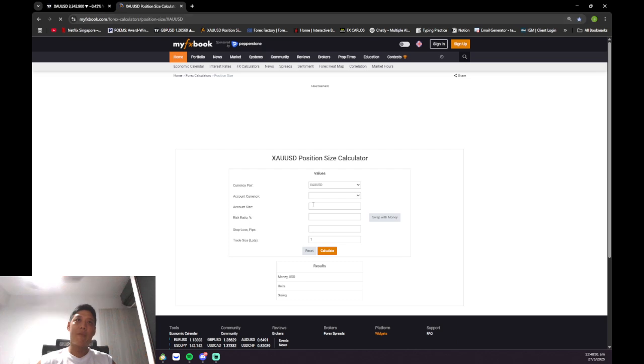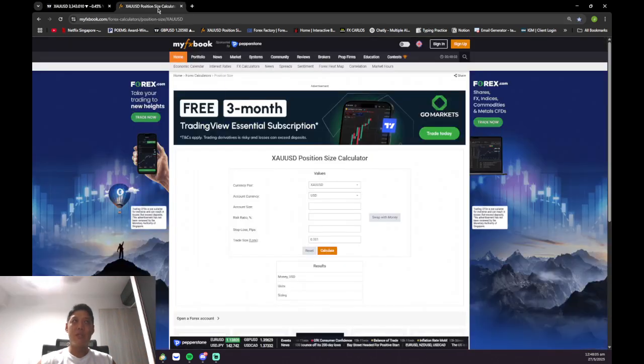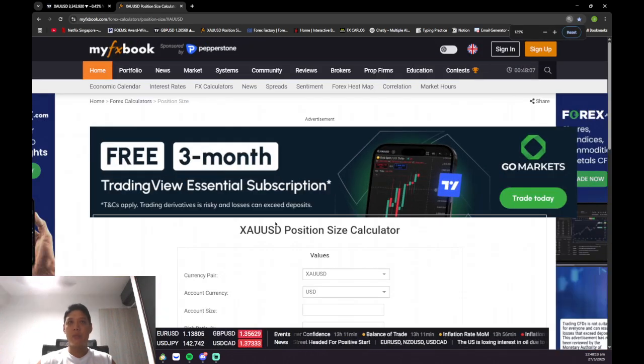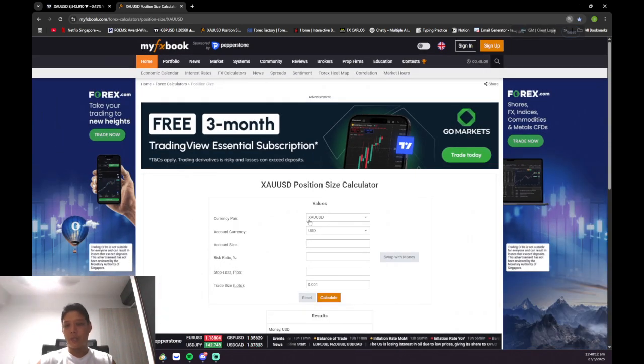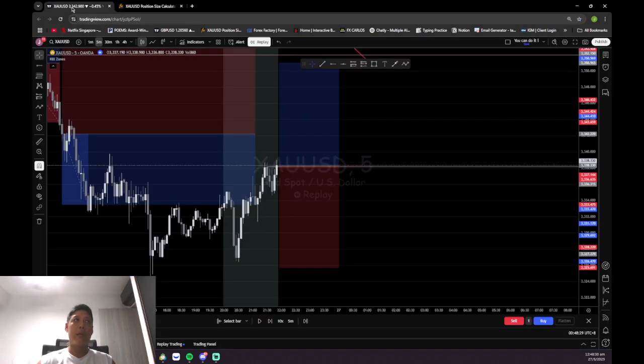So I use my FX book. My pair is XAU USD, so it's a gold pair. You can choose your currency pair here. It'll be a bit small, right? Account size is a 100k FTMO account. I swap it with 1%. Of course, if you want actual dollars and cents, you can change it to money, so let's say I risk $250, for example. But in my case, I'm risking 1,000, which is 1% of my 100k account.